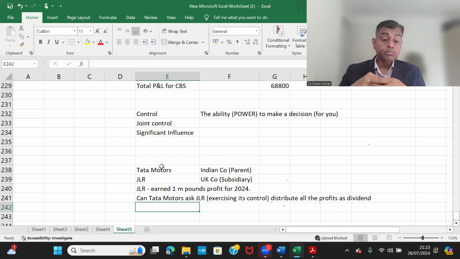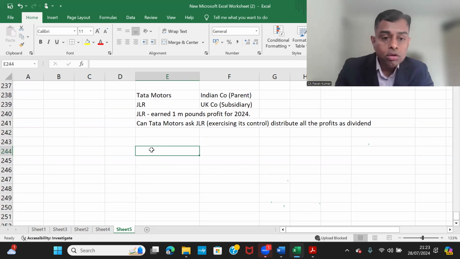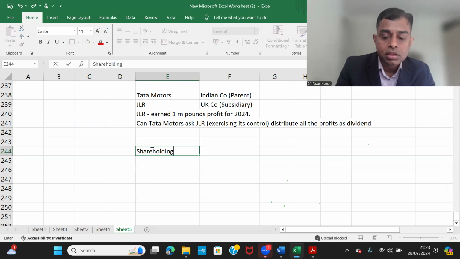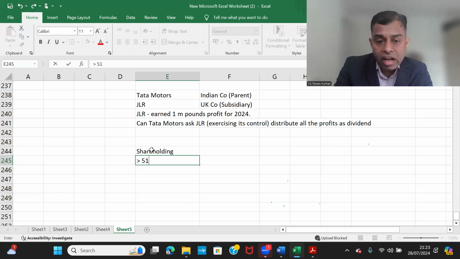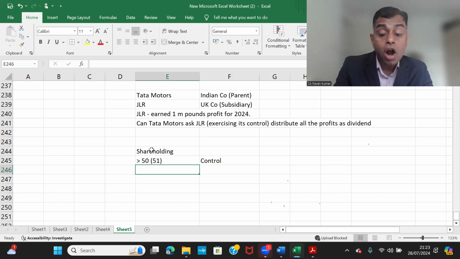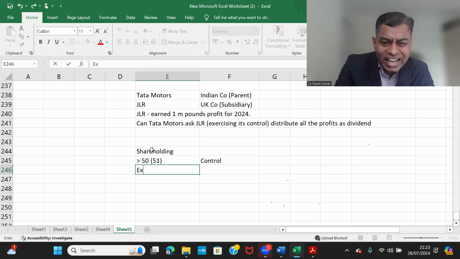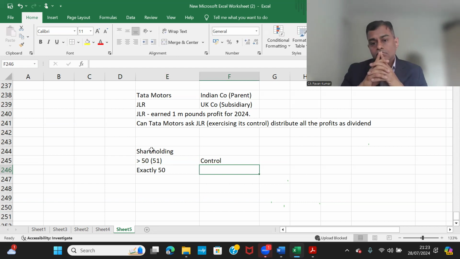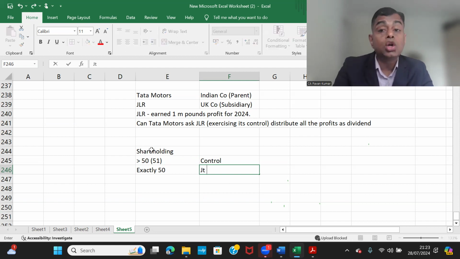Okay, but when you own shareholding, if it is more than 50%, say 51%, that is control. What if it is more than 20%, or what if it is exactly 50%? What if it is exactly 50%? Then it is called joint control.